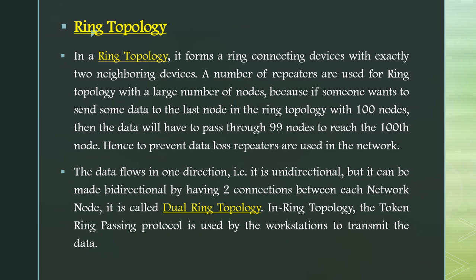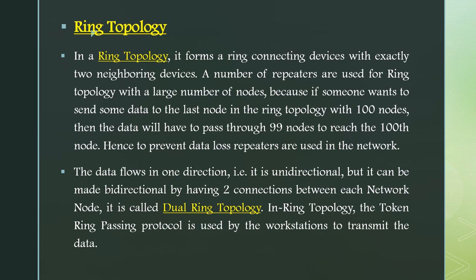Ring topology. In a ring topology, it forms a ring connecting devices with exactly two neighboring devices. A number of repeaters are used for ring topology with a large number of nodes, because if someone wants to send some data to the last node in a ring topology with 100 nodes, then the data will have to pass through 99 nodes to reach the 100th node. Hence, to prevent data loss, repeaters are used in the network.